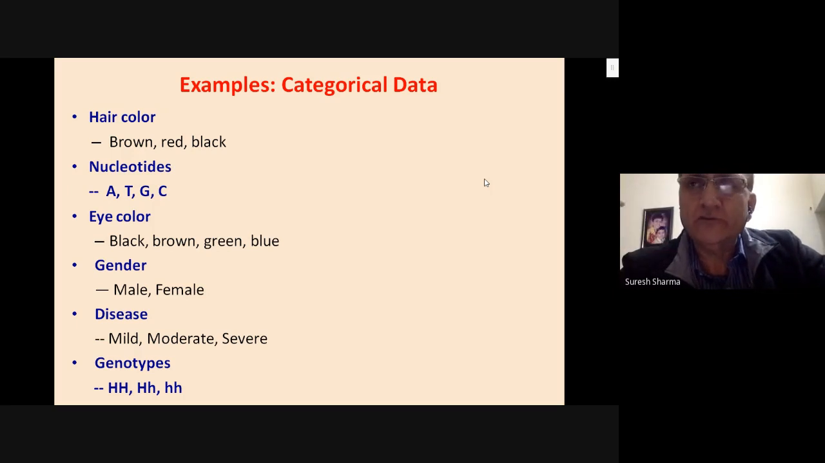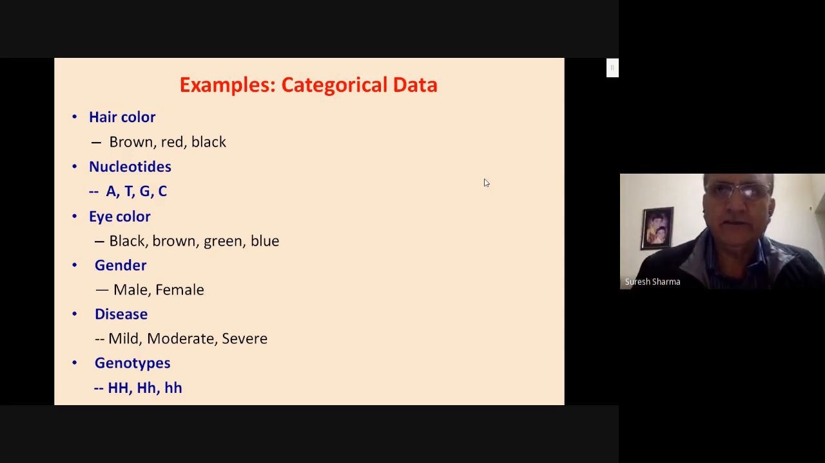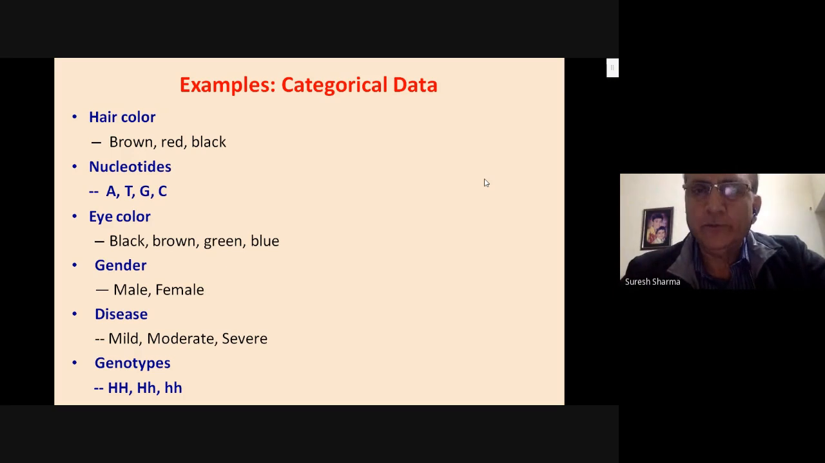Eye color can be coded as 1, 2, 3, 4. Gender can be coded as 1 and 2. Disease, mild, moderate, severe, you can write 1, 2, and 3. Genotypes, depending upon which one is dominant, which one is recessive, you can write 0, 1, and 2. So all this type of data, which was in the form of certain labels, is easily convertible into numeric form. This is what we mean by categorical data.